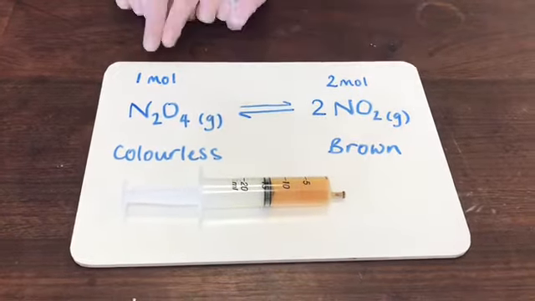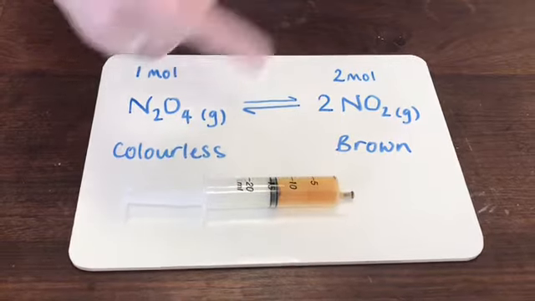So if you have 1 balloon, that takes up a certain amount of space. If you've got 2 balloons, that's going to take up twice as much space. Okay? So if I try to reduce the volume on it and increase the pressure on it, the equilibrium position is going to move to the side of less moles of gas because that will take up less space. So what I should see is the mixture go more colourless.